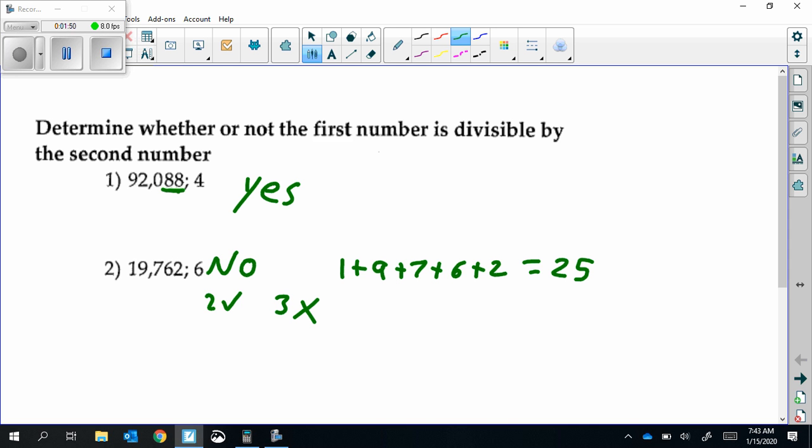There's no rule for 7. 8 is kind of like the 4 rule, but you go out to 3 digits. And then 9 is the same rule as 3, except the number has to be divided by 9. Those are all your divisibility rules.